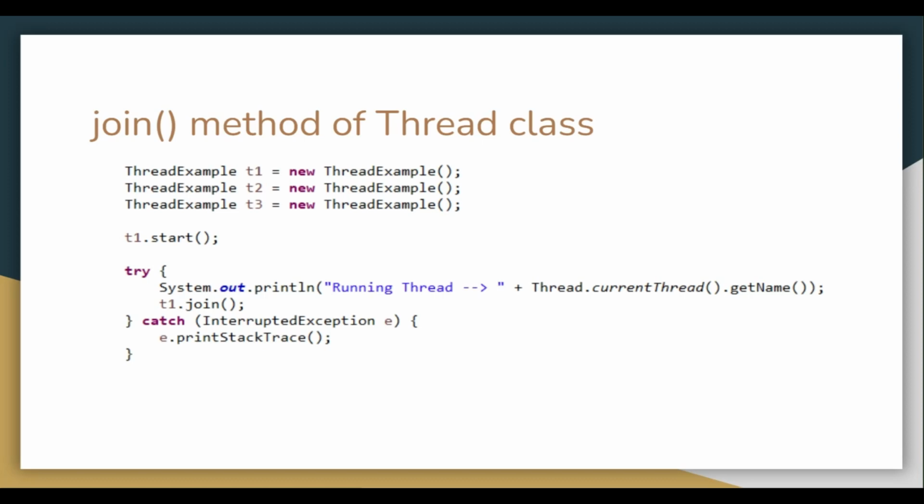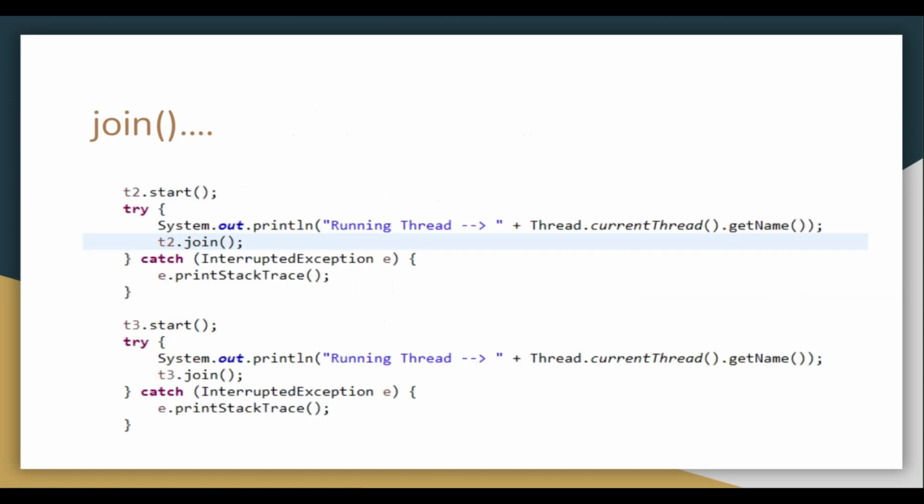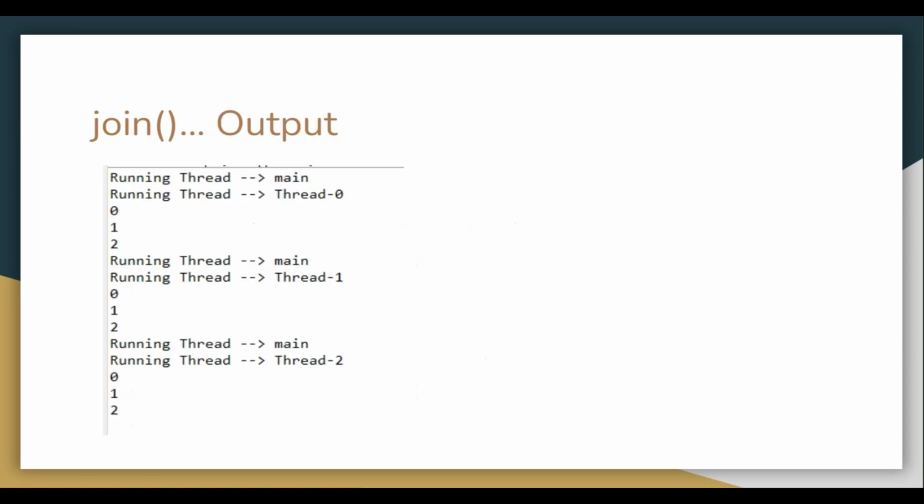So I have created three threads over here, T1, T2 and T3, and I'm starting each thread and calling the join method on the same. So it's T1.start and T1.join. Similarly for T2 and T3. As I mentioned, it achieves synchronization by making threads wait. So we know for sure that the first thread that is going to execute is T1 followed by T2 and then T3. So this is the output that we get.